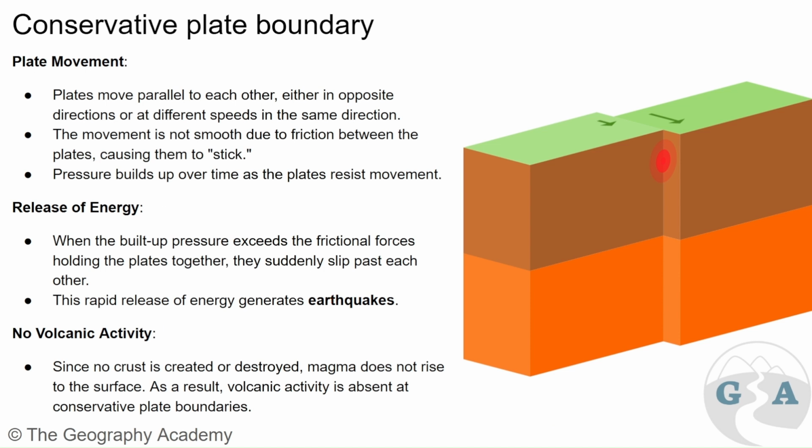Conservative plate boundaries are the other type. That's when plates are either moving in the same direction at different speeds, or they're moving in opposite directions but not moving directly into each other. So if they're moving away from each other, these usually cause quite a lot of seismic activity, but not volcanoes. The tectonic plates usually get stuck, and then they release with seismic waves.